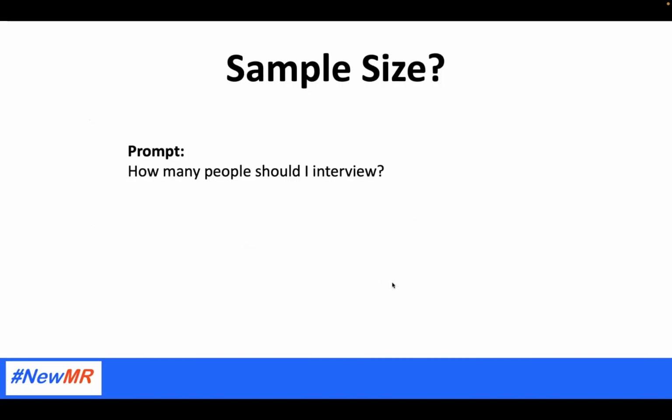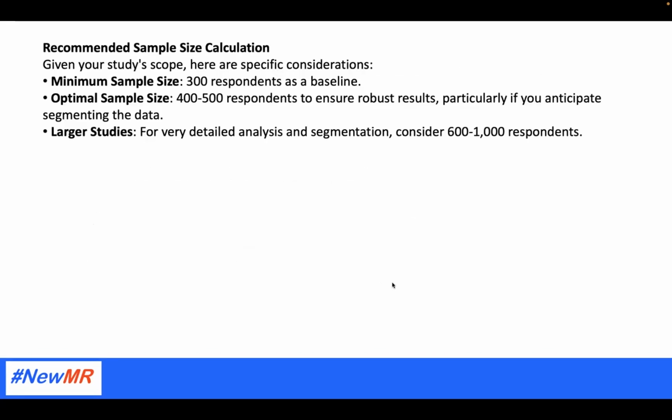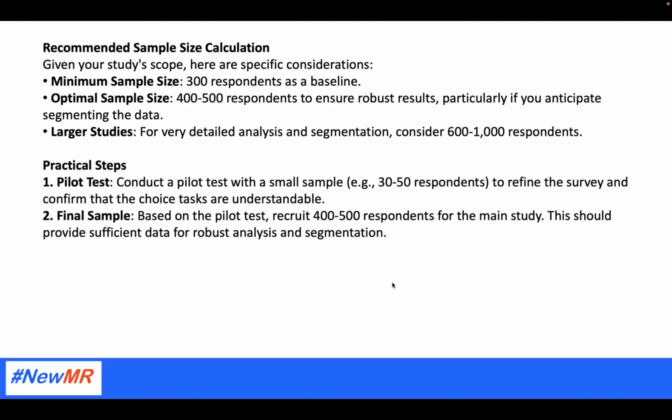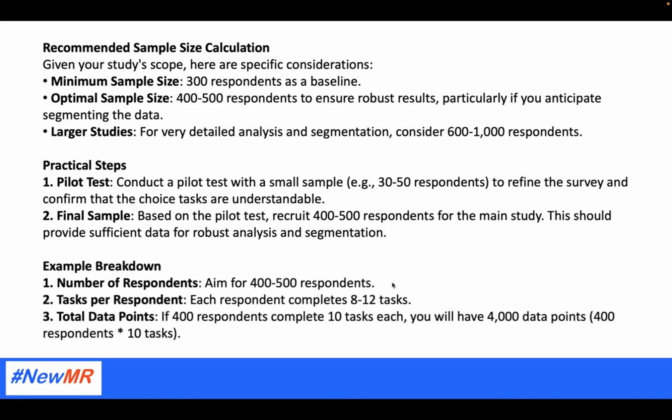How many people should I interview? And what it comes up with says, well, the minimum is probably about 300. The optimal 400 to 500, particularly if you think you might segment them. But for detailed analysis and detailed segmentation, you might need 600 to 1,000. So it's contextual. Pilot test it, then get the final sample. It gives me a summary. So if we've got 400 to 500 respondents, each one is doing 8 to 12 tasks, then we're going to get about 4,000 data points.